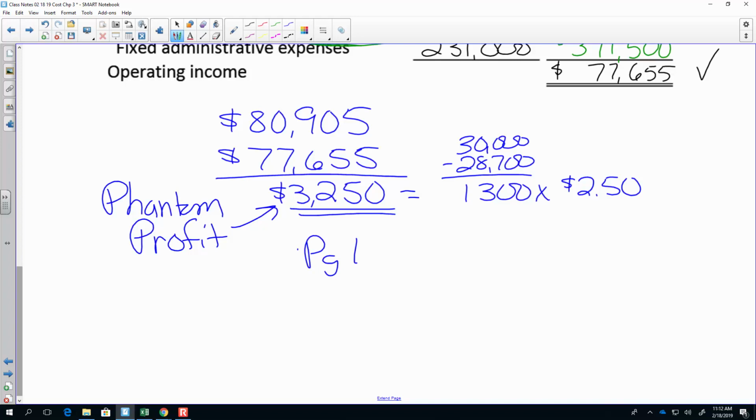You need to know this for the test. When production is greater than sales, which statement is going to give you the larger profit? When production is greater than sales. Which income is larger? Absorption.